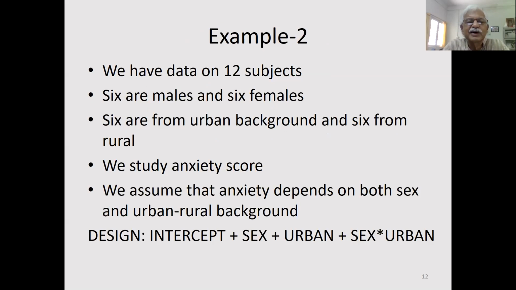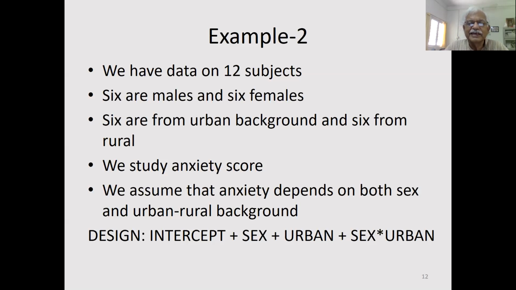Suppose we have data on 12 subjects. 6 are males, 6 are females. 6 are from urban background and 6 from rural. Now, why is it called factorial? Because both gender and urban-rural background are divided into two categories. Wherever you have a number of independent variables which are divided into two categories, then you can use factorial design, and you can also study interaction.